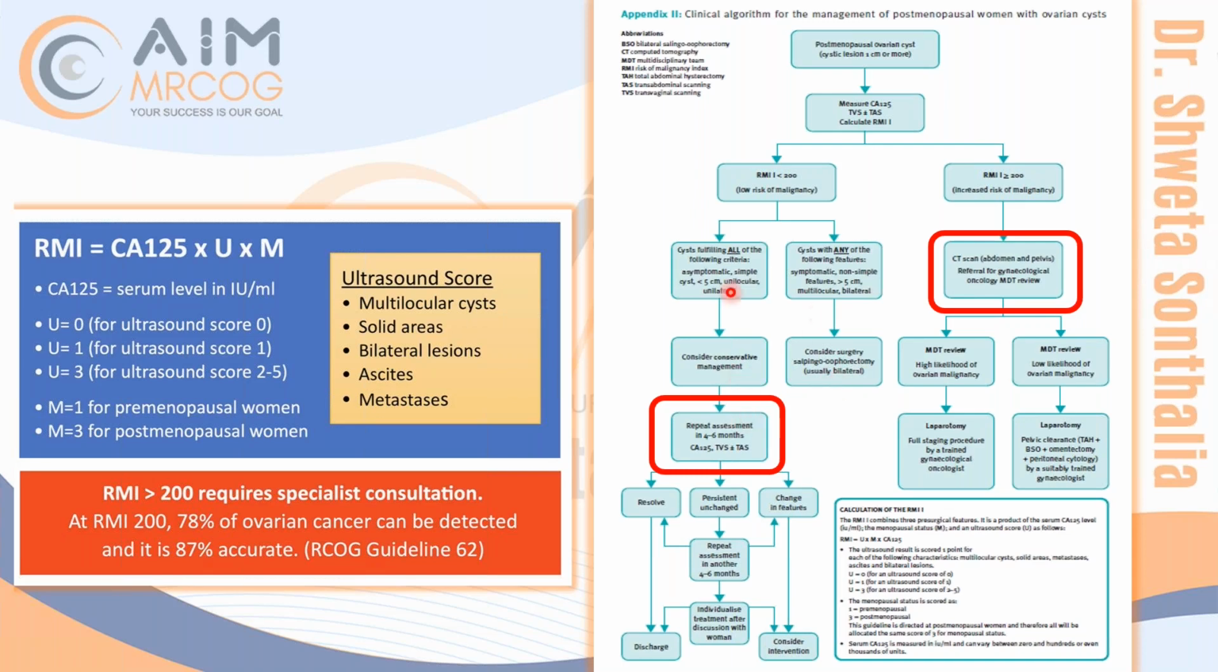So this is how they ask you from every category. They ask you this category, they ask you one follow-up, they ask you two follow-ups, they ask you symptomatic, multilocular, they ask you more than 200 RMI also. So if you calculate an RMI, like in our first question, it was 585. If it is more than 200, then they ask you two types of question. What will be your next step? So the next step will be CT scan of abdomen and pelvis, and referral to the gynecological oncology MDT. So MDT referral and CT scan.